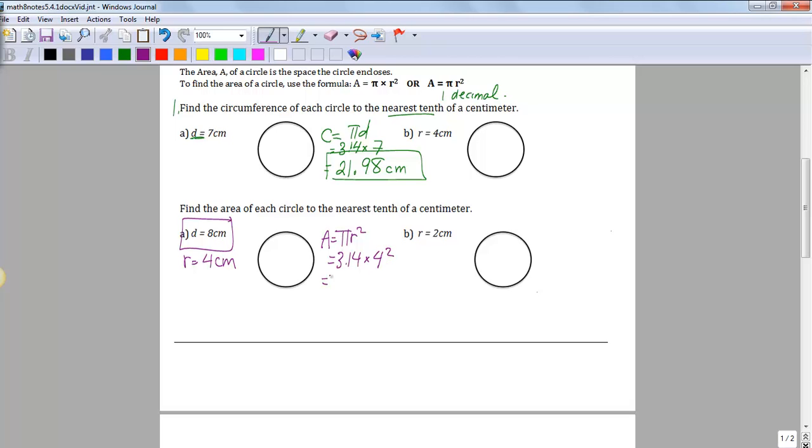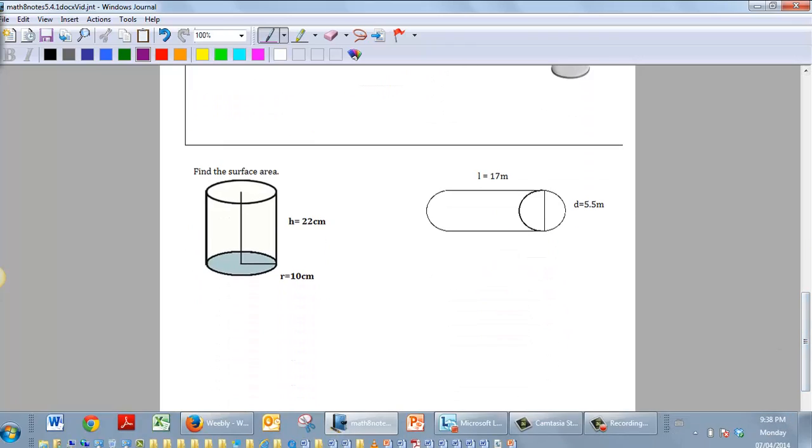When you're entering this into your calculator, you have to do the exponent before multiplication. You'll get the wrong answer if you don't do it in this order. So then multiply 16 times 3.14, which gives 50.24. Now we're talking area, so centimeters squared. Watch those units. Okay, pause the video here. Make sure you do both circumference and area, and you can check your answer tomorrow.